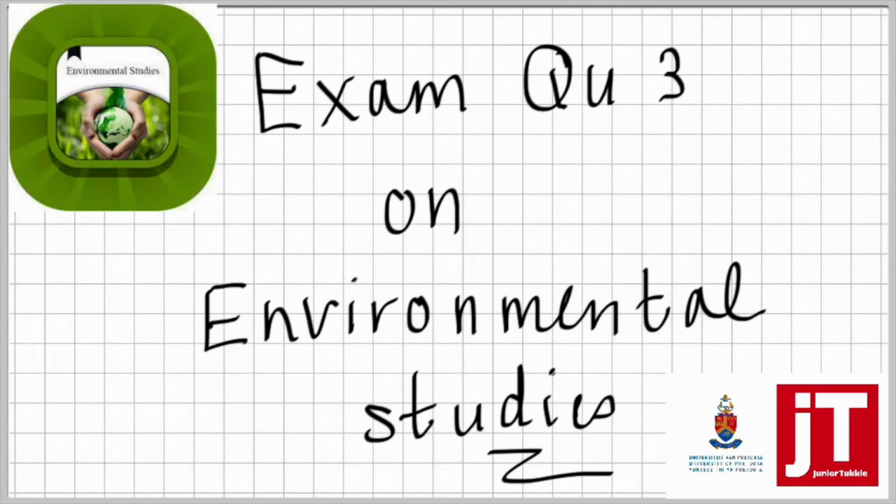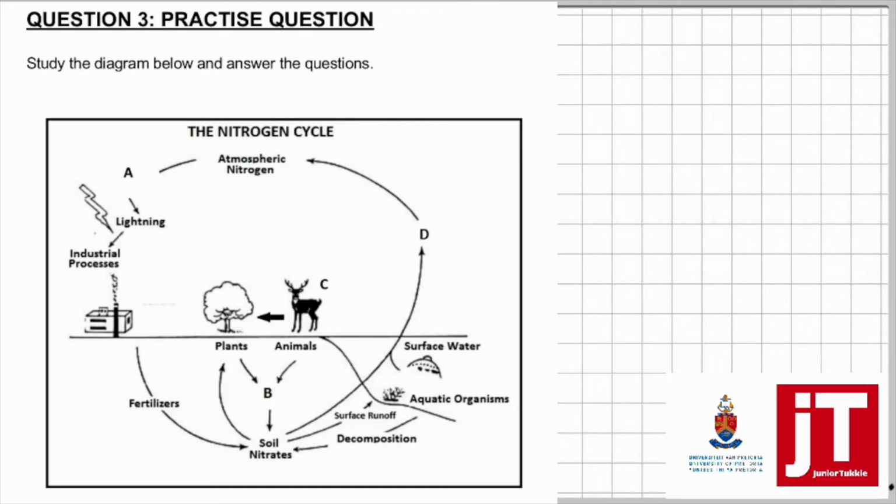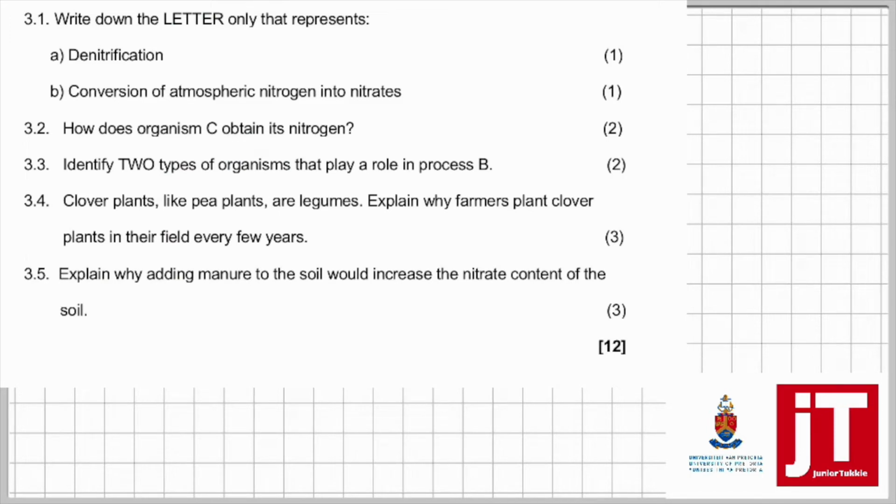There are 4 videos in this section. There are 4 exam videos in this section, and this video is exam question 3. Now, this question is based on the nitrogen cycle. If you look at the questions, it starts from 3.1 to 3.5 and is 12 marks. Right, let's get down to the question.